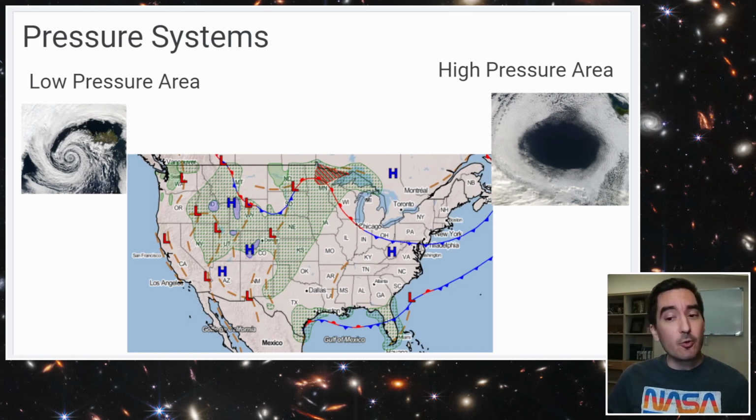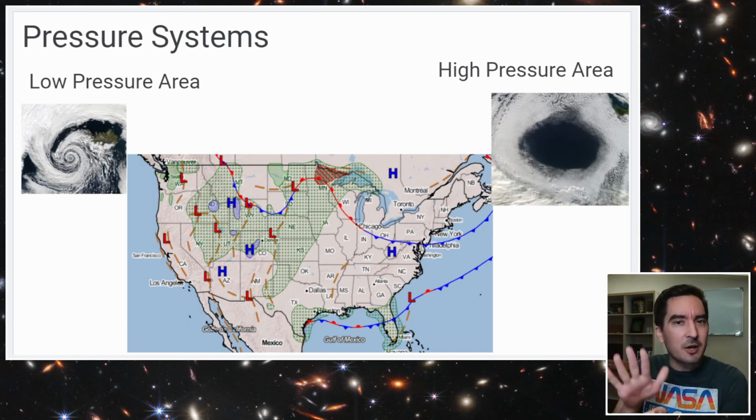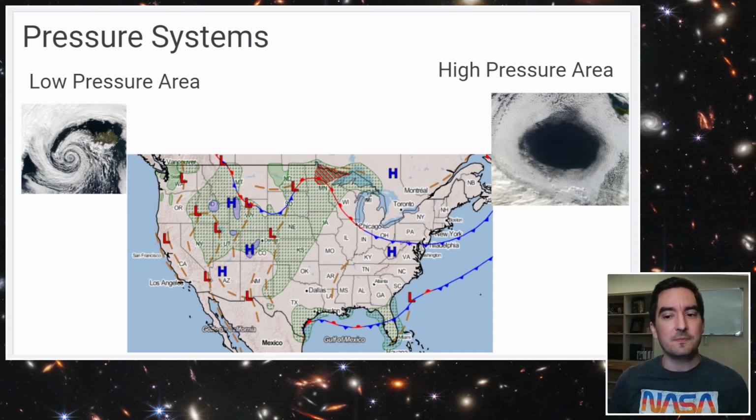So a low pressure area is the L. And what that means is that there's not much air there. The air is not pushed close together. And so what that means is that the wind and storms can go into that area. So a low pressure area usually has clouds and rain and storms like that.